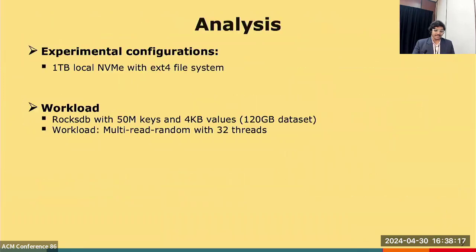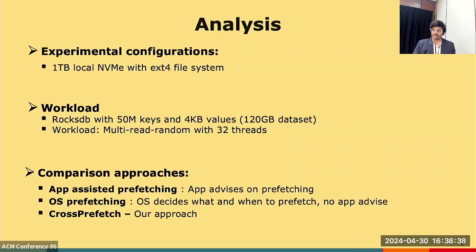Okay. To analyze this, we take a 1 terabyte NVMe SSD on a local system with the ext4 file system, and we run RocksDB's batched random reads with 32 threads. Okay, we choose RocksDB particularly in this example because it issues prefetch requests to the operating system and it is considered a well-tuned application. Okay, and we compare 3 prefetching approaches.